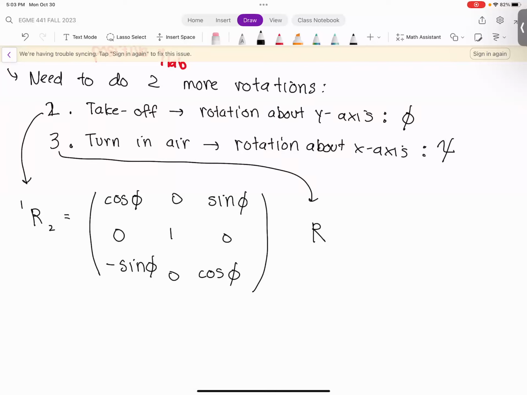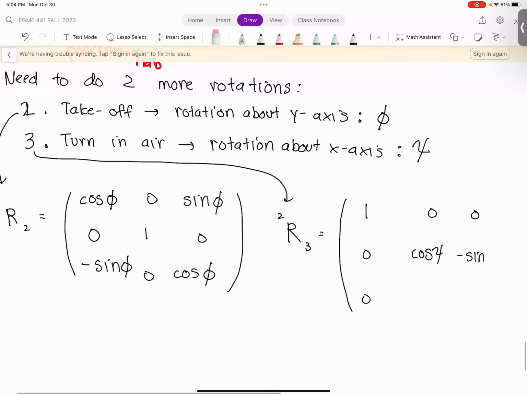And then for step 3, this is going to be the transformation matrix between step 2 and step 3. It's going to be a rotation about the x-axis, and so we're going to have 1, 0, 0, 0, 0. And then cosine of psi, minus sine of psi, sine of psi and cosine of psi.